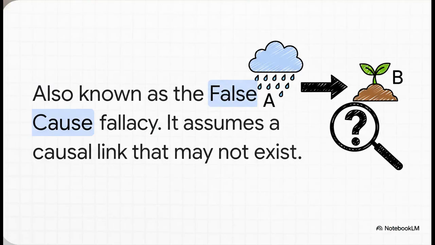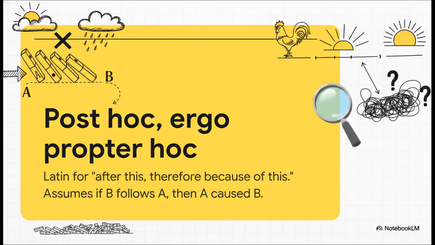First up is an absolute classic, and it takes us right back to that slow phone example. It's often called the false cause fallacy, but it has a much fancier official name. Post hoc ergo propter hoc. I know, it's a mouthful of Latin, but it literally just means after this, therefore because of this. And that phrase describes the entire flawed idea perfectly. It's a tempting little shortcut for our brains, but it's so often wrong.